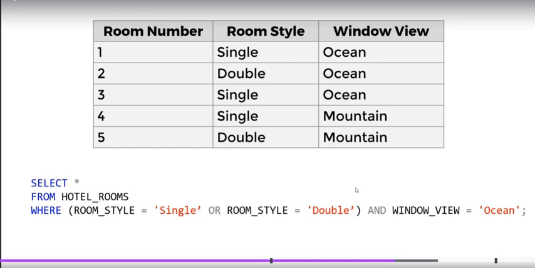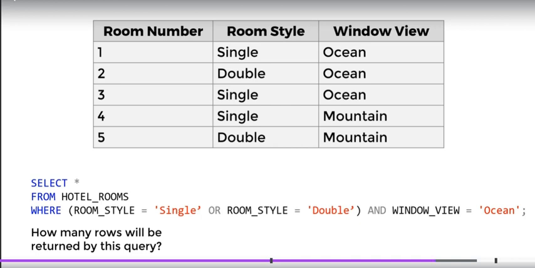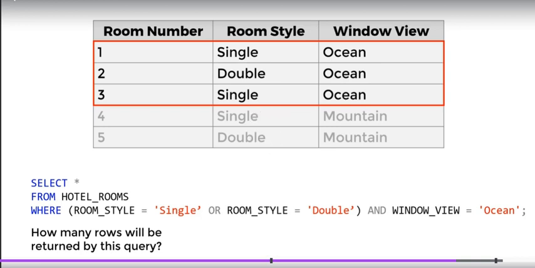So now we have put parentheses on either side of the OR operator, and this says everything within the parentheses gets evaluated first, and therefore the OR gets evaluated before the AND. Here, how many rows will now be returned? The answer is 3 rows, right? Now we are returning all the rooms that have a room style of single or double, and the window view.